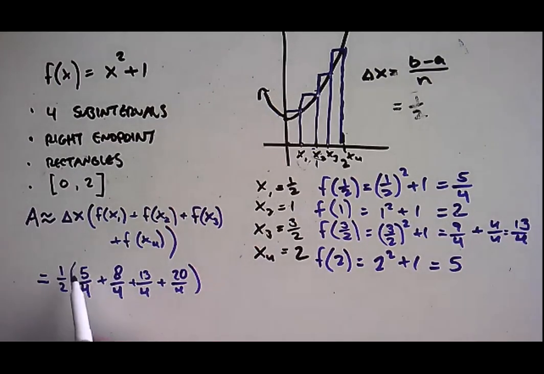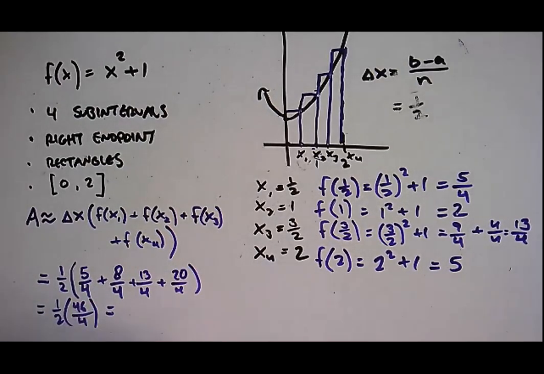Yeah, that's right. 5 plus 8 is 13. 13 plus 13 is 26. And 26 plus 20 is 46. So we have 1/2 times 46 over 4.